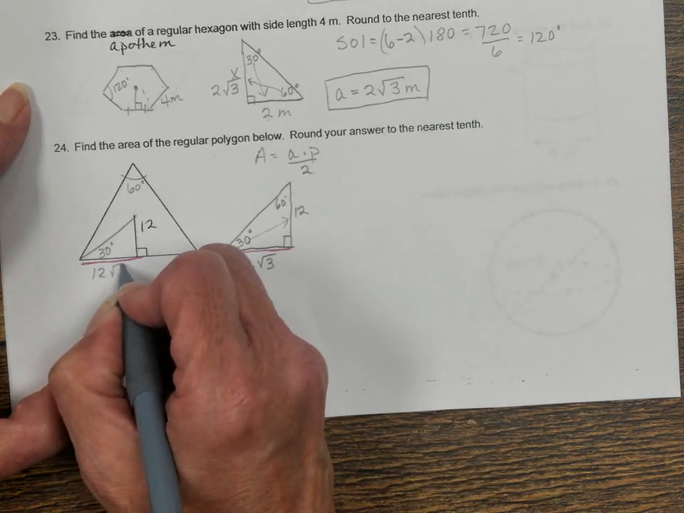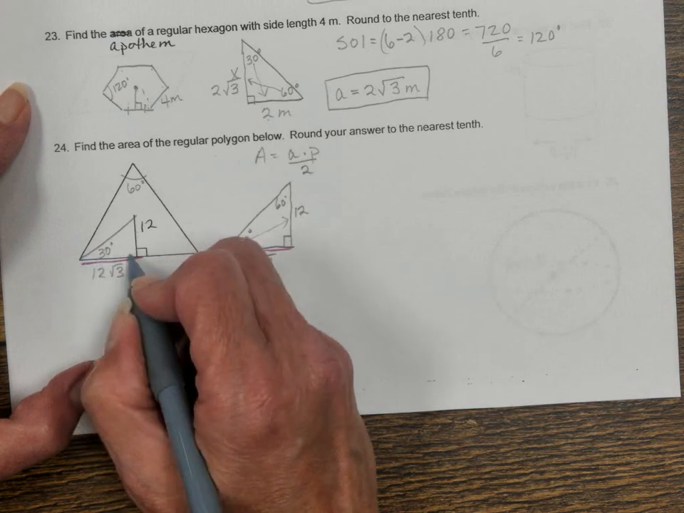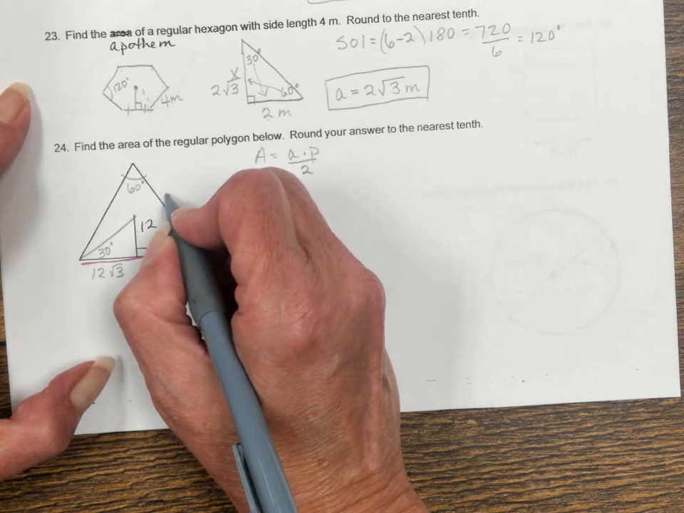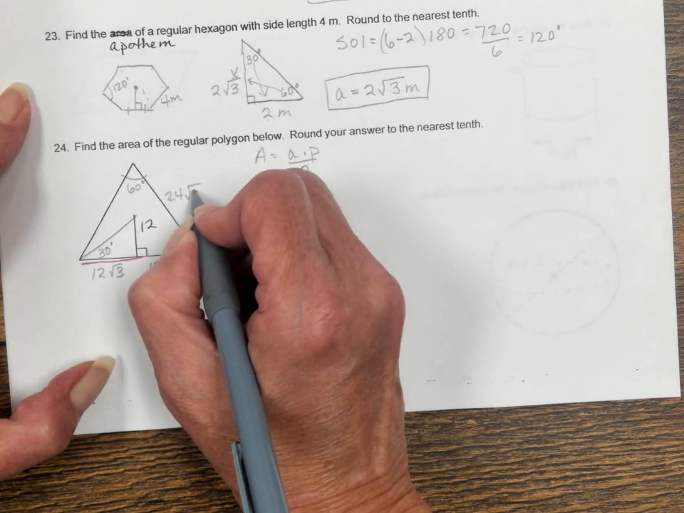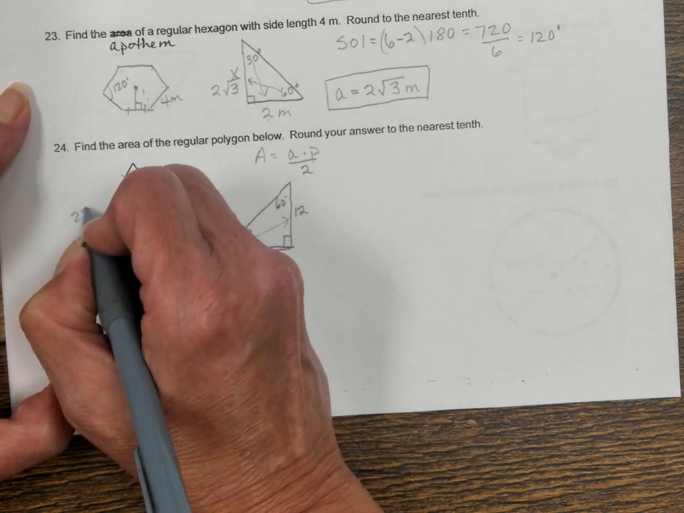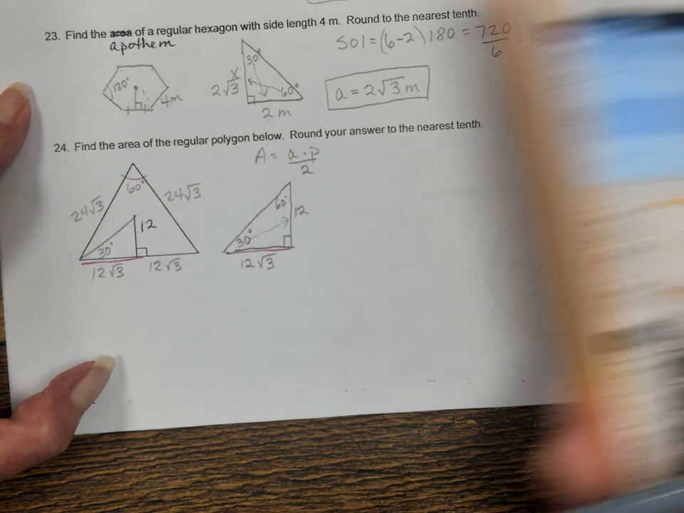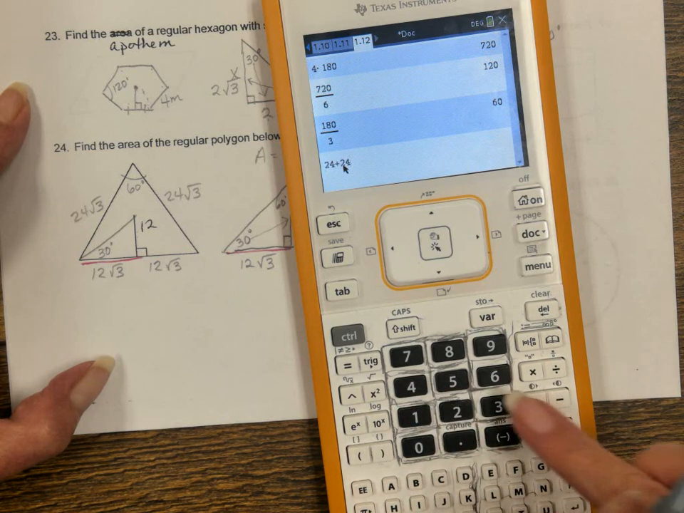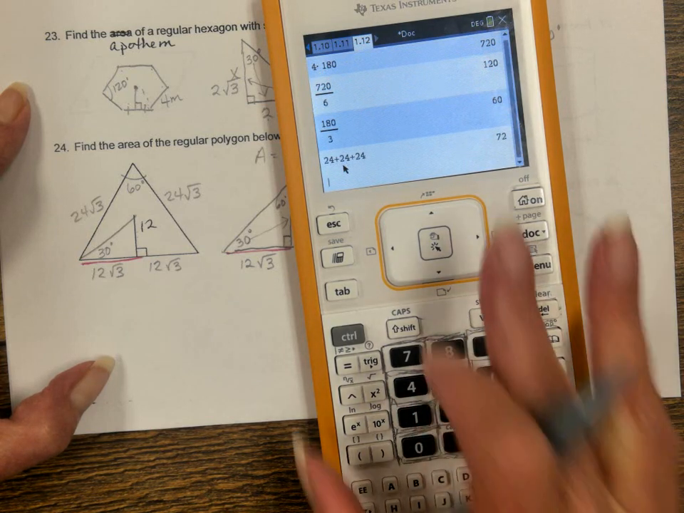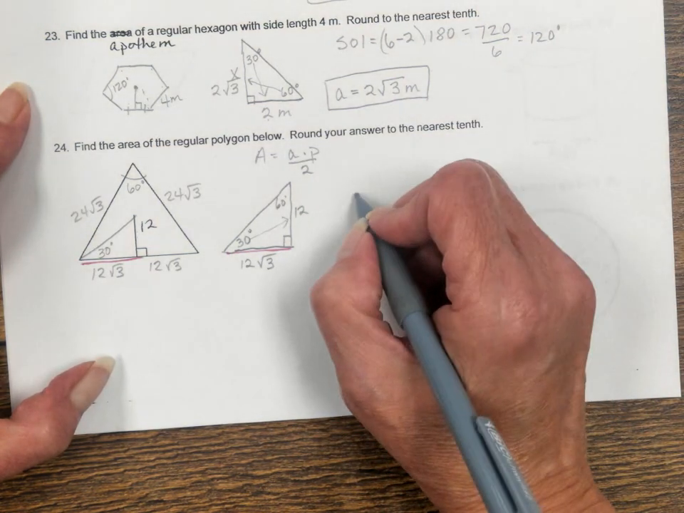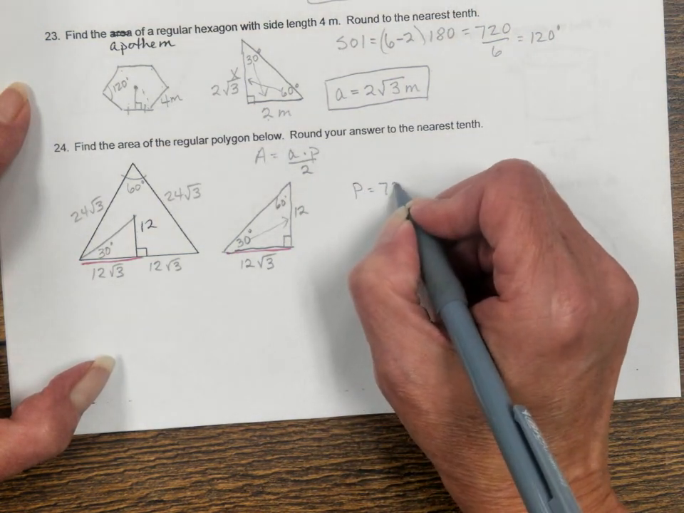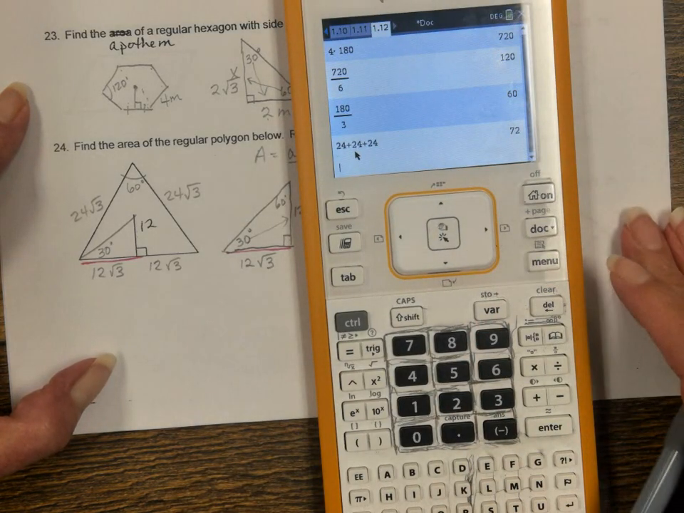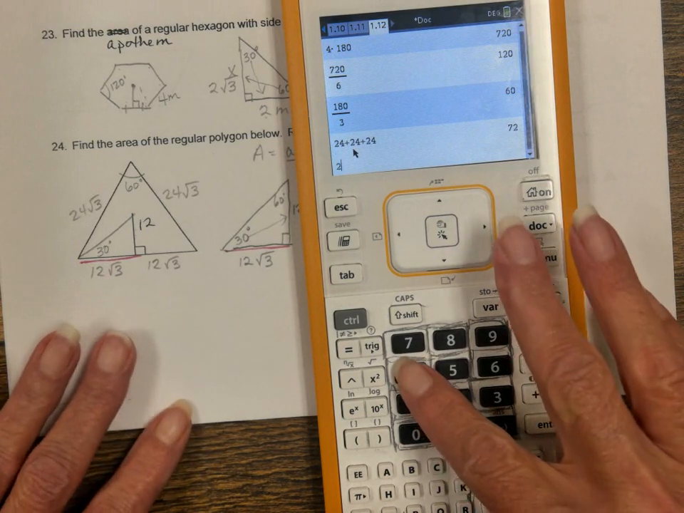So if I transfer that back over here, I get the same on each side. And if I add those together, each of my sides is 24 times the square root of 3. Okay, so 24 plus 24 plus 24 gives me 72. So perimeter equals 72 square roots of 3. And frankly, if you don't believe me, that's okay. Let's see what our calculator says.